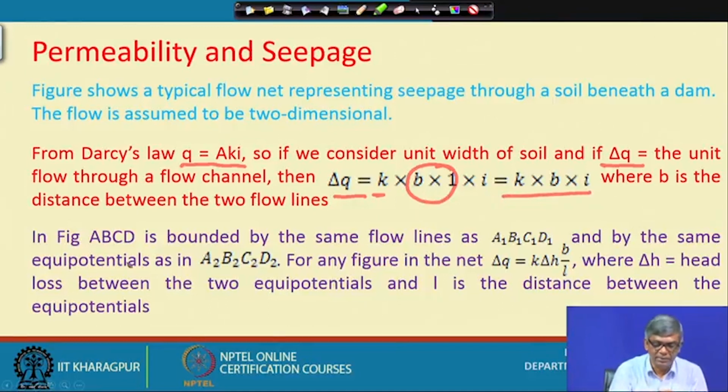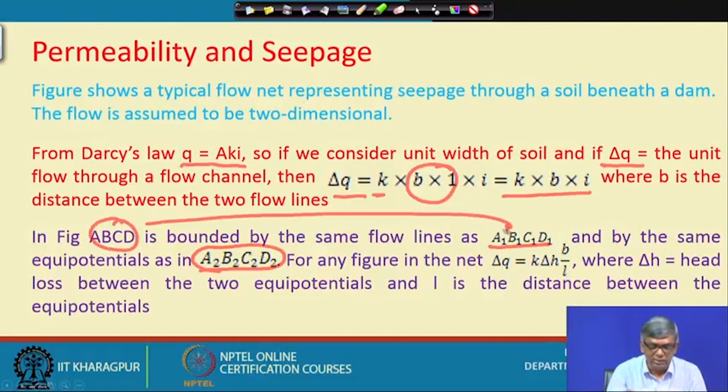Now, in the figure, as I have mentioned, ABCD is bounded by the same flow lines as A1 B1 C1 D1, and by the same equipotential lines as ABCD. So, for any figure in the net, del q equals K del H into B by L, where del H is the head loss between the two equipotentials, and L is the distance between the equipotentials.